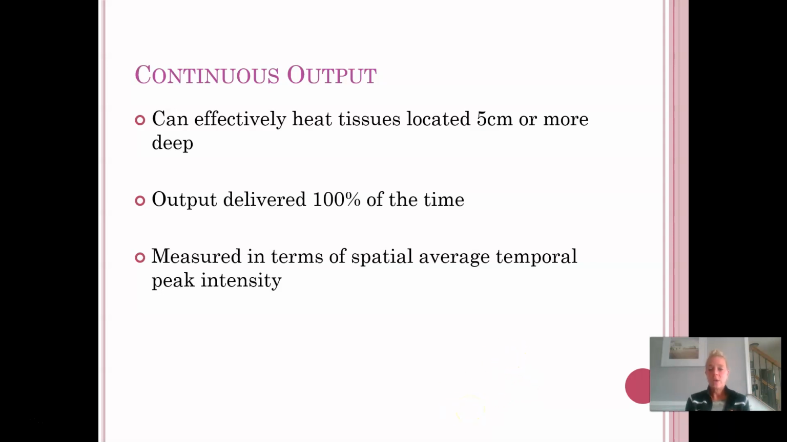Continuous output or 100% duty cycle is going to heat tissues 5 centimeters or more deep. Again, previously we talked about thermal modalities like hot packs and whirlpools. Those typically get about 2 centimeters deep. So this is much deeper than that. And again, this is measured in terms of spatial average temporal peak intensity. So again, it's averaged over time and what your patient's going to feel with that.